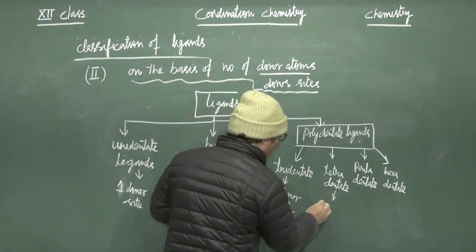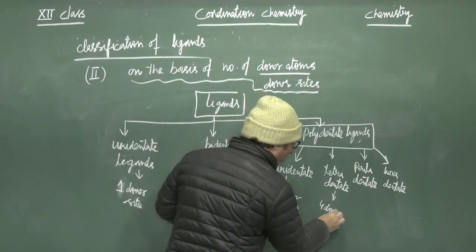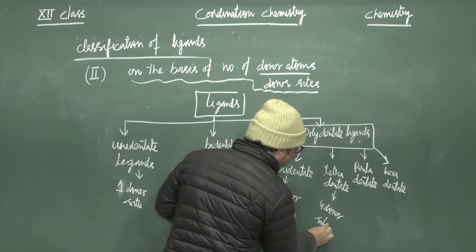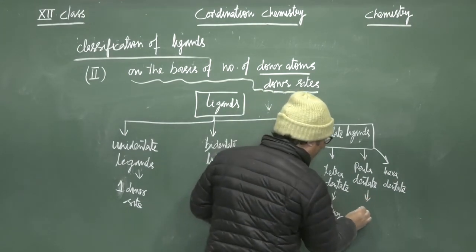Similarly, the same holds true for tetradentate. Four donor sites. It's got five donor sites.